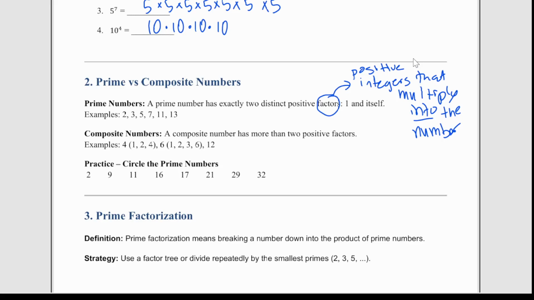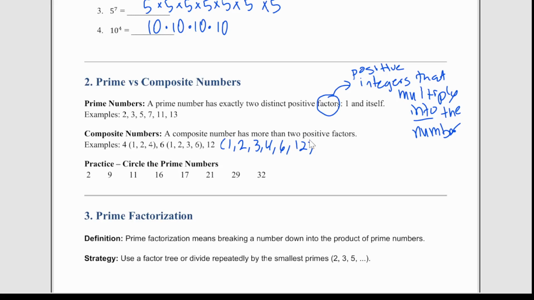Those are prime. If it's composite, think the word compose. That means that more than one number, or really more than 2 numbers, I should say, goes into it. So for example, for 4, 1, 2, and 4 all go into it. For 6, 1, 2, 3, and 6 all go into it. Similarly, 12, 1, 2, 3, 4, 6, and 12 all go into 12. So those would be considered composite.